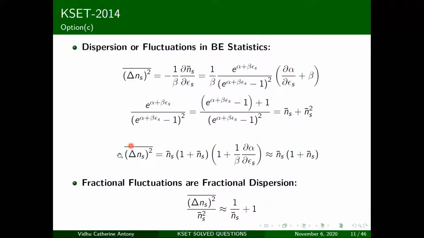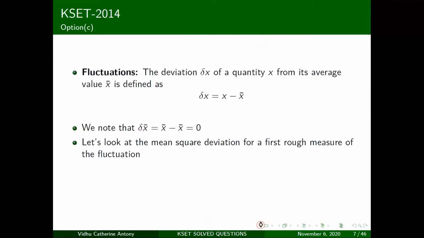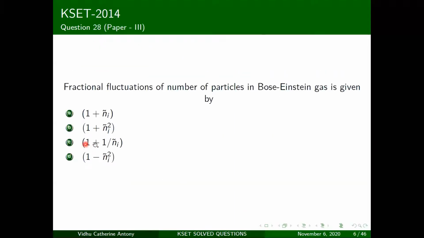So what you do, you take this dispersion of fluctuations in BE stat, and then you divide it by NS bar squared. Once you divide it by NS bar squared, you end up getting this kind of a format, 1 by NS bar plus 1. So I've done it with S. You can take the I value and you can do it. Okay, so here what you end up getting is option C. You have 1 plus 1 divided by Ni.